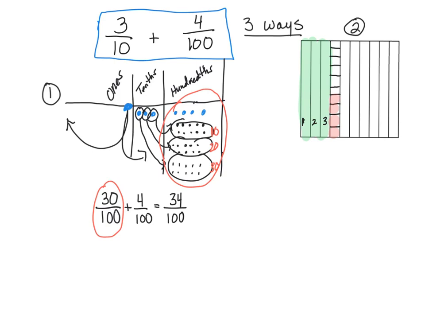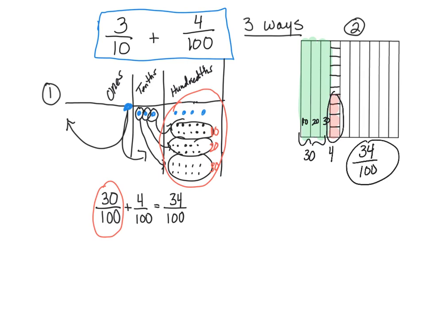This represents 30, and then what's left here is 4. So now we have 34 hundredths. So this whole area model represents 34 hundredths. This is 10, 20, 30. All right, so that's our second way.